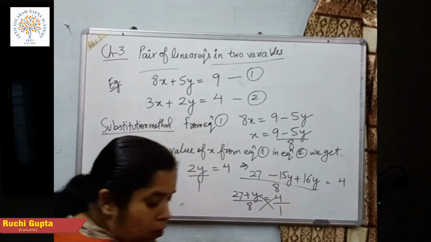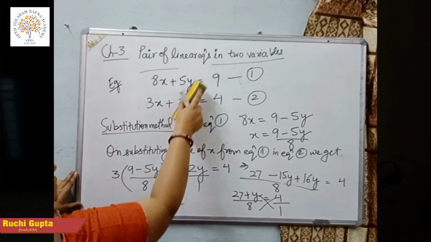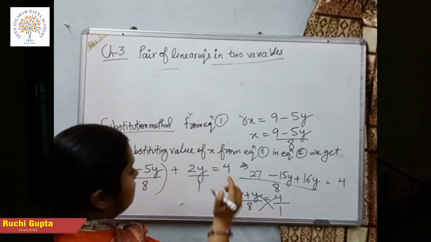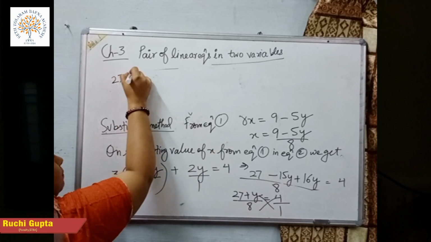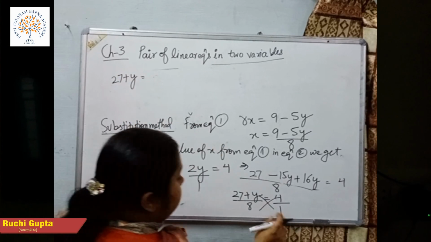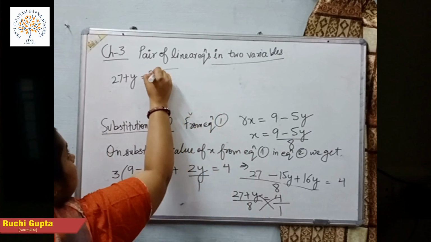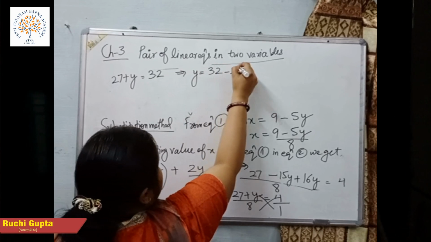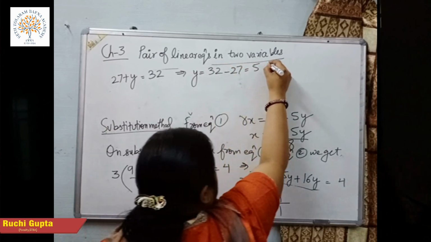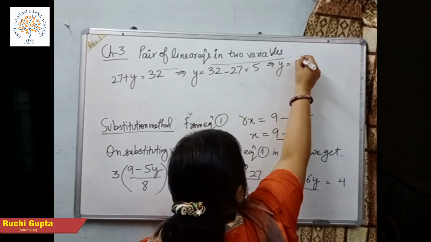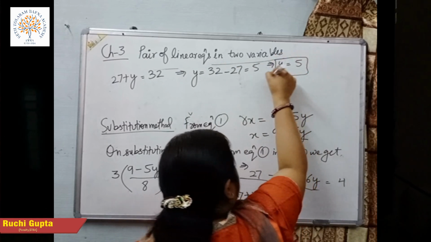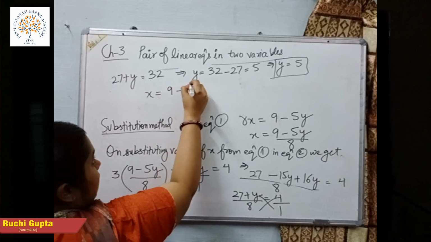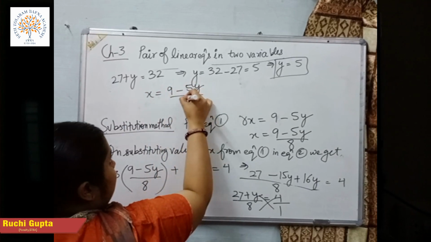Now we have to cross multiply these two equations. When we multiply 27 plus y by 1, it remains the same, and 8 4s are 32. So when 27 goes to that side, it becomes minus. So what is the value of y? It is 5. And what is x? It is 9 minus 5y upon 8.